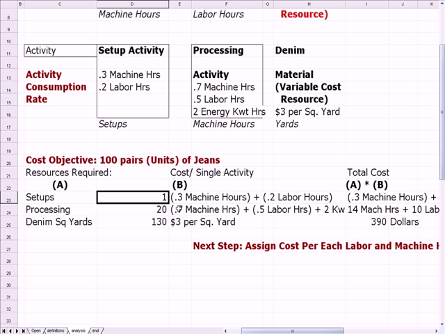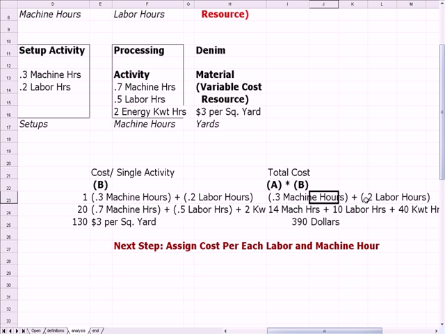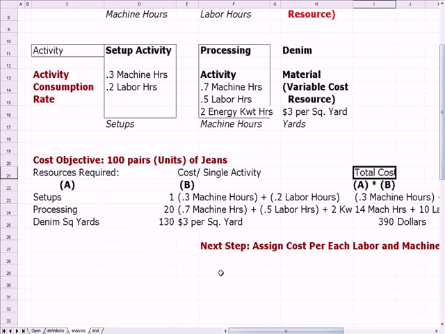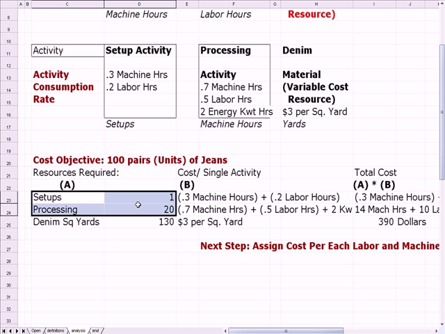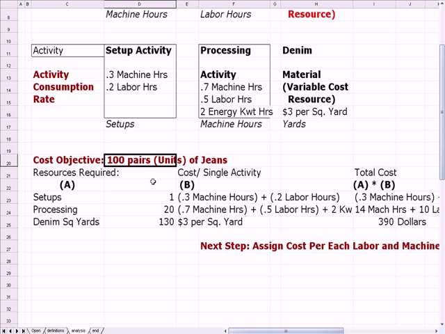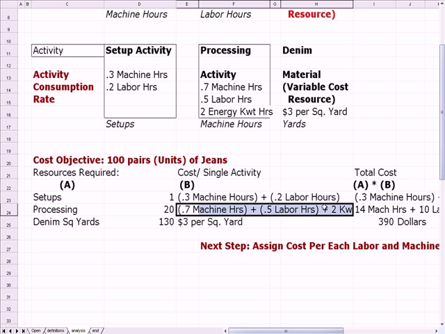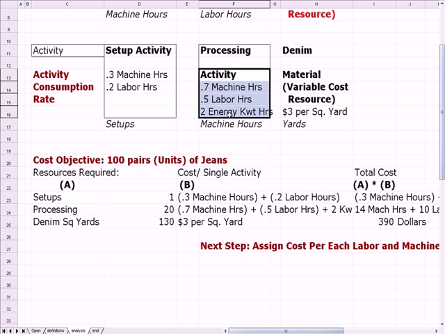So what would be the cost attached to 1 setup? Well, it would be 1 times that activity consumption rate. So for setup, I have 3/10 of a machine hour and 2/10 of a labor hour. That's the total cost for 1 setup, and I need 1 setup for 100 pair of jeans. I have 20 machine hours, processing hours. Okay, that would be these 3 activity consumption rates times 20 hours, and I get my result over here.